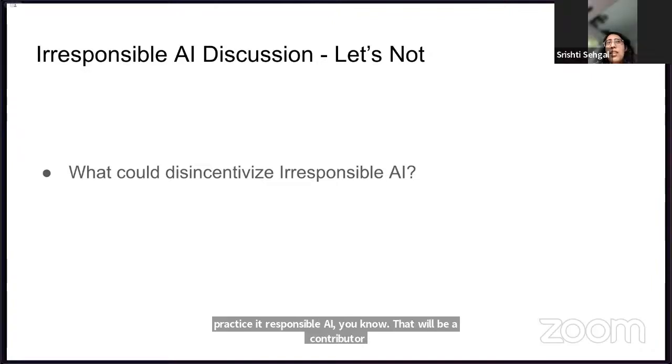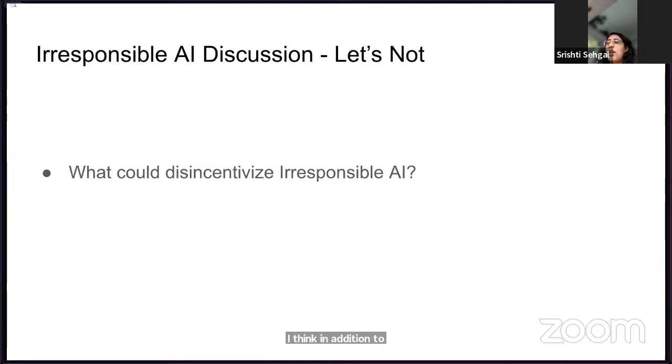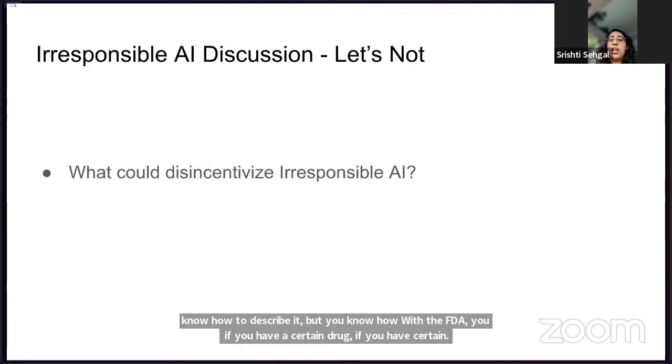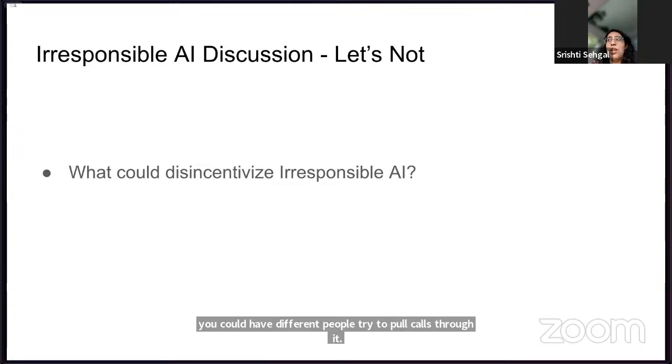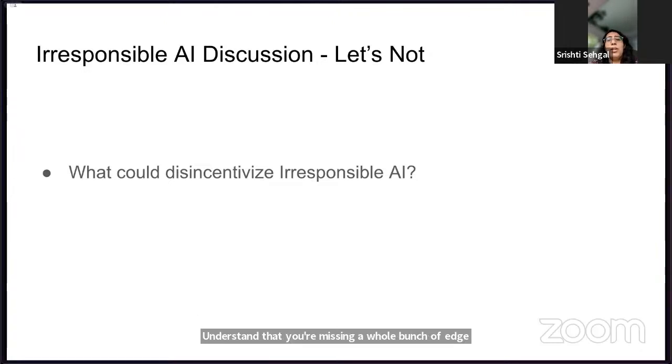I think in addition to that, you know how with the FDA, if you have a certain drug or type of medicine, you have to go through several studies and trials to prove its efficacy, its safety, and whatnot. It'd be kind of nice if we could do that with AI that has a lot of reach. That way you could demonstrate, hey, this thing is safe and it won't do bad things, or you could have different people try to poke holes in it and understand that you're missing a whole bunch of edge cases, or a whole bunch of very normal use cases that are just flat out being ignored. I think something like that would be quite nice. So subjecting things to study would be interesting.